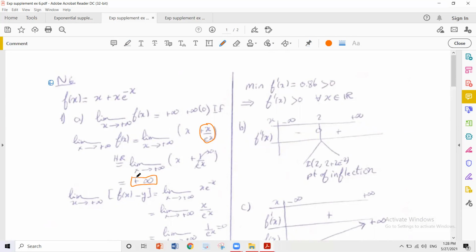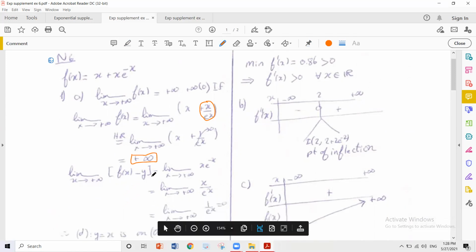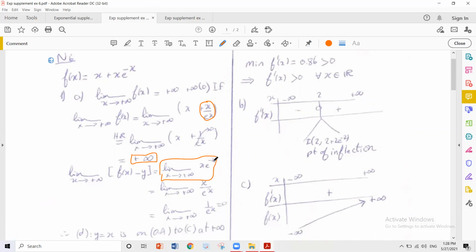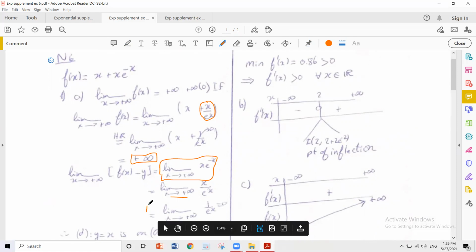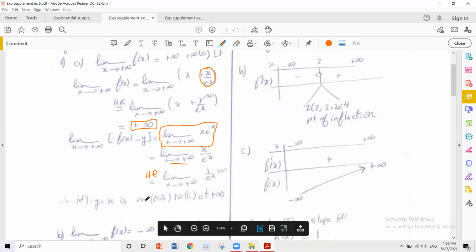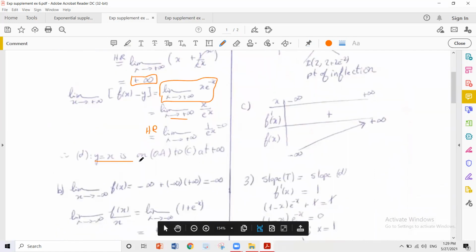To prove the line D of equation y = x is an asymptote, we calculate the limit as x tends to plus infinity of f(x) minus y, which equals the limit of x e^(-x). This is 0 times infinity. I put x over e^x, with e^x in the denominator, and apply L'Hospital's rule. So the limit of 1 over e^x equals 0. Therefore, line D, y = x, is an oblique asymptote to C at plus infinity.